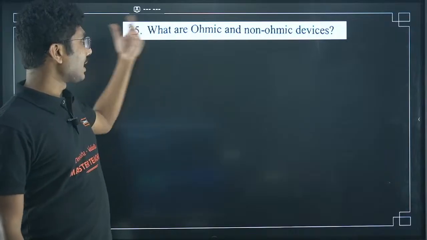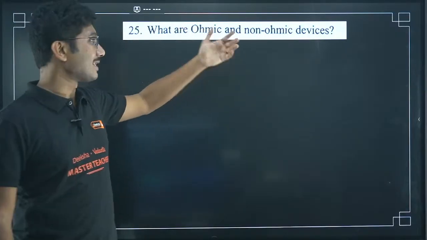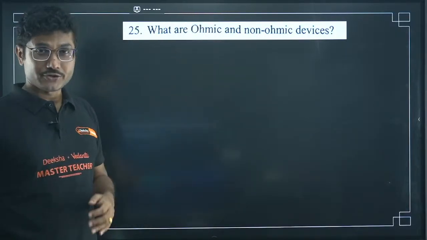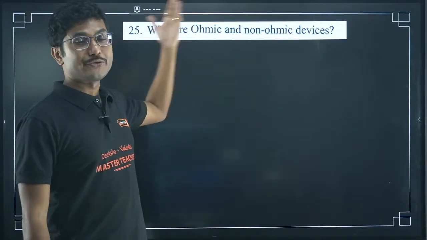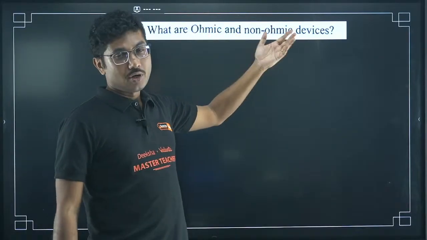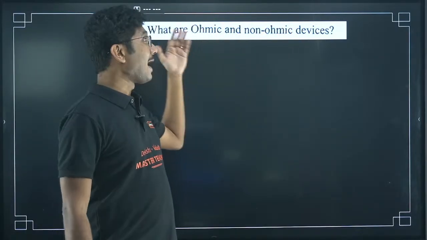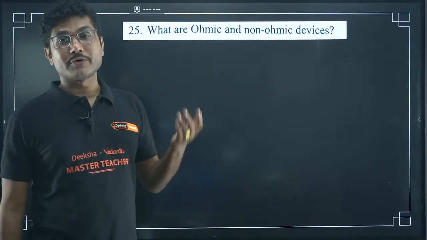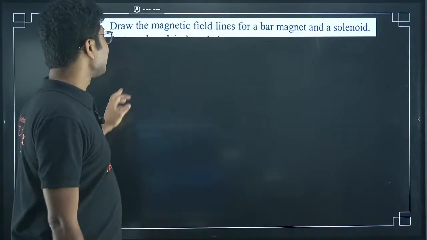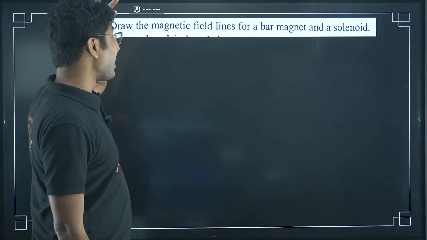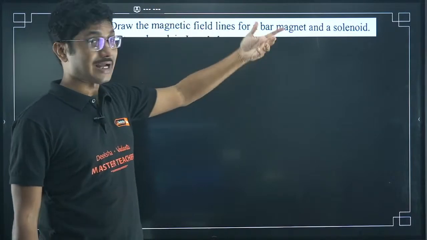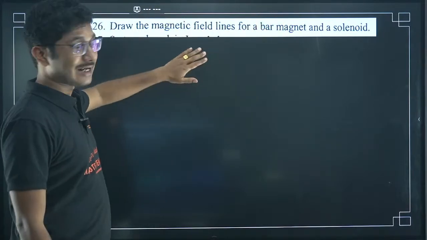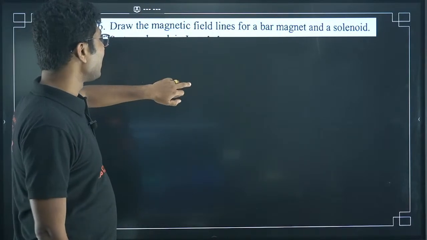Next is, what are ohmic and non-ohmic devices? I have discussed this as a part of the limitations of Ohm's law. So ohmic devices are those which obey Ohm's law, that is V is equal to IR, and non-ohmic devices do not obey Ohm's law, for example semiconductors. Next is, draw the magnetic field lines for a bar magnet and solenoid. Both are the same anyway. I don't know why they have given it. Easy diagram, okay, super easy if you have drawn it.